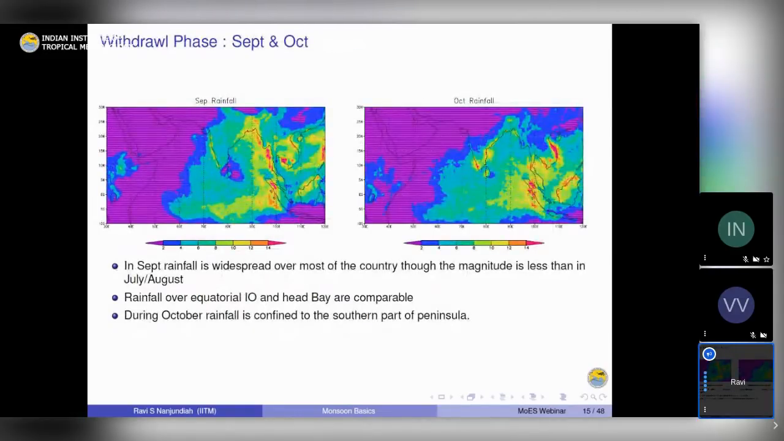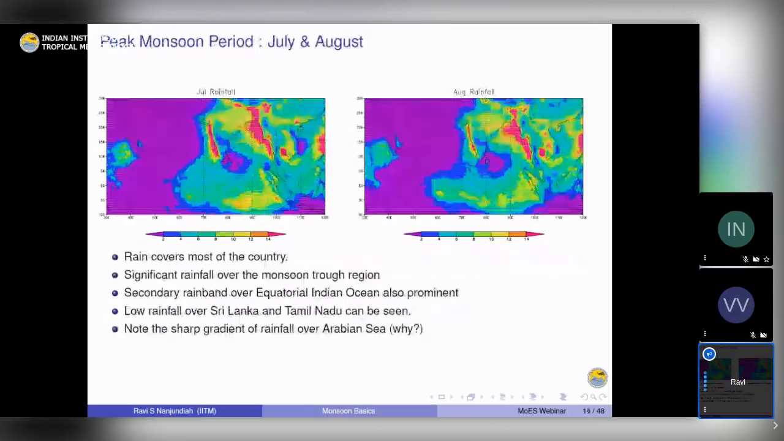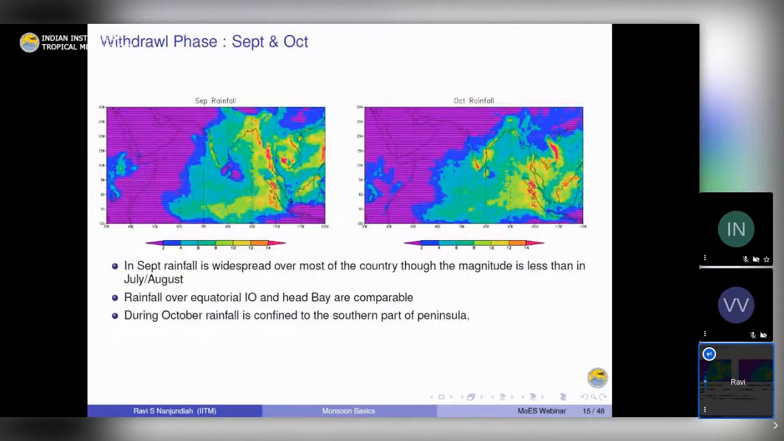Now we come to what we call the withdrawal phase, that is in September and October. You can see that the monsoon, which was very strong in the previous 2 months, has become weaker in the month of September. And in October, you hardly see any rain except in the southern part of the peninsula, where you do see some rain, but over the rest of the country, you see very little rain in October.